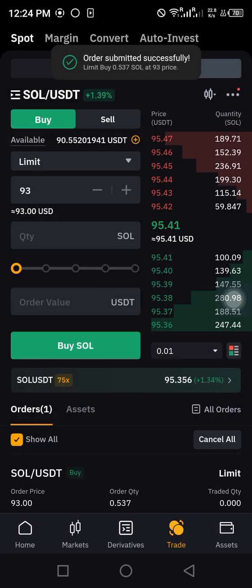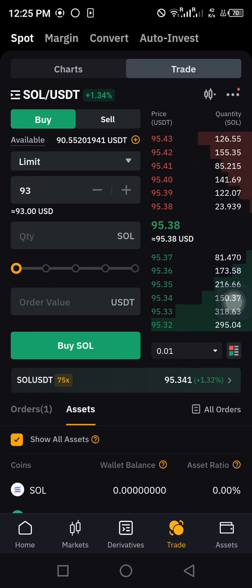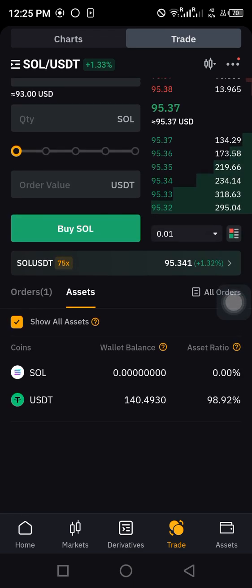So since it's on limit buy, the trade that we just placed will be on order. It won't be shown under asset. It only comes up under asset when Solana has begun to play out. You can see under asset, Solana here is 0. So when the price has picked the limit price we fixed, that is when you enter into the market and begin to watch out for the movement of Solana in the market.